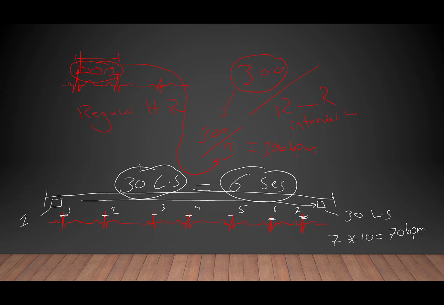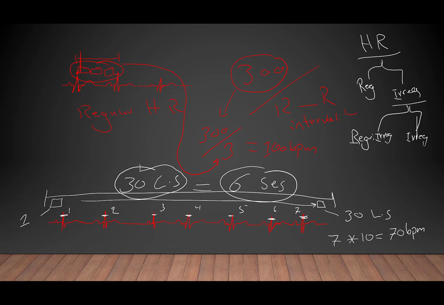So in general, heart rhythm can be regular, or can be irregular. Irregular is also divided into regularly irregular and irregularly irregular, like in a case of AF.